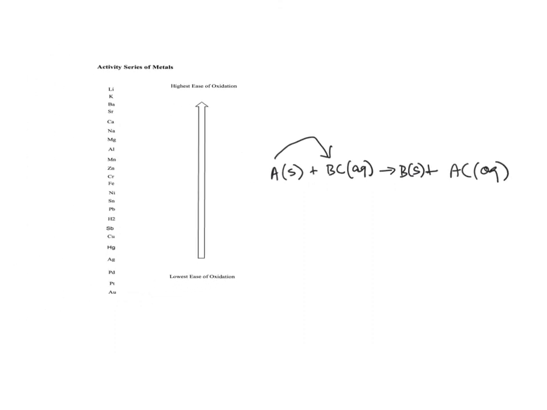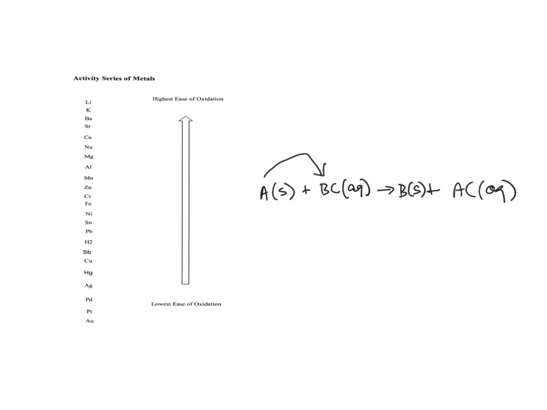And you look at this table for the activity series here, and if A is higher in the table than B, then the reaction will occur. So if A is higher in the table than B, the reaction will occur. So that means A prefers to be oxidized with respect to B.